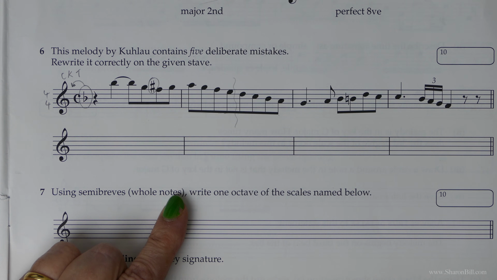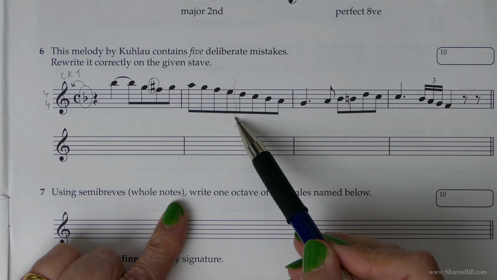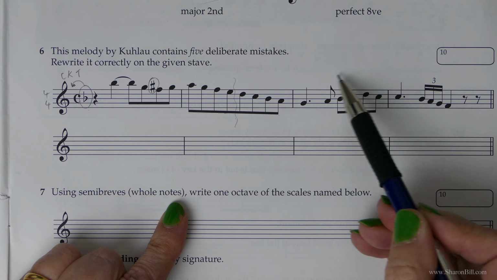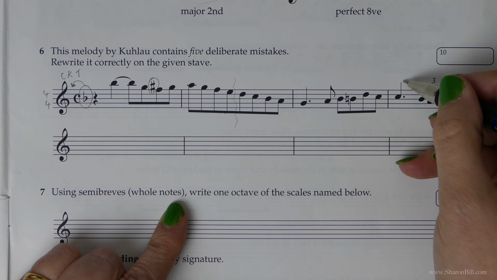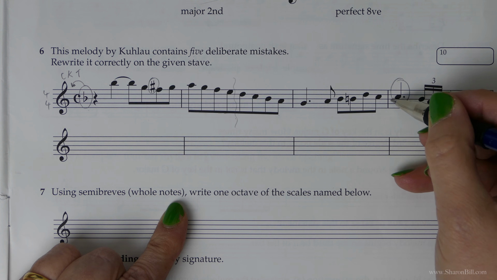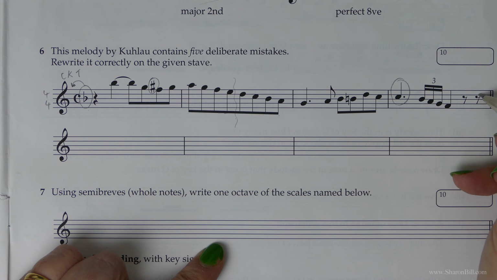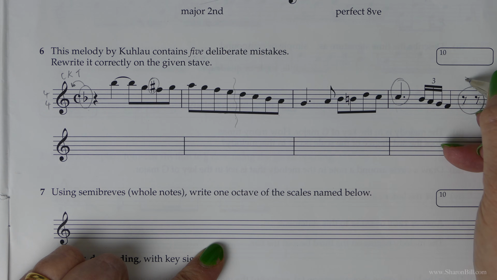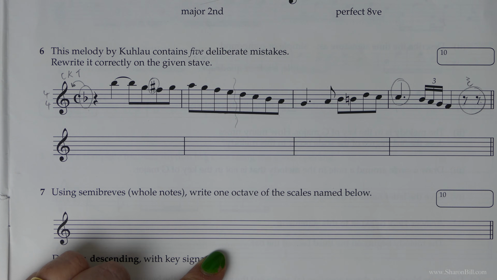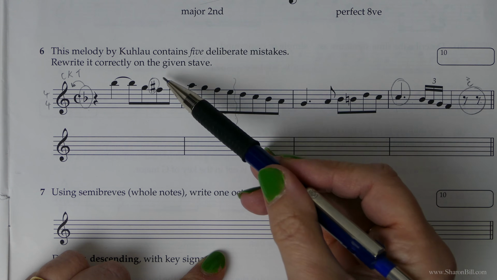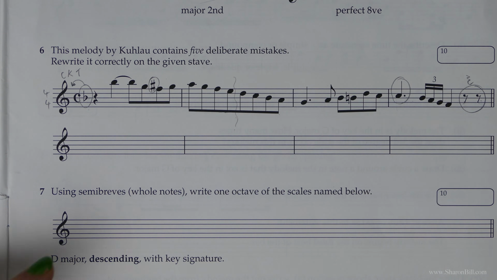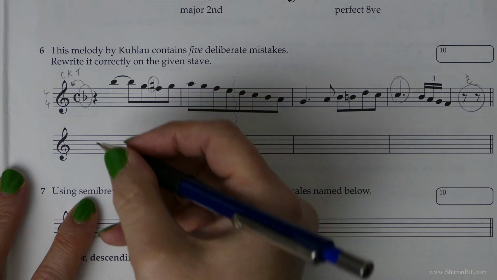What else is wrong? How many have we got? 1, 2, 3. I think that bar looks like it's okay. Here's the next one. The stem's the wrong way. We've gone above the middle line, and so the stem should come down. And then here at the end, instead of having 2 quaver rests or 2 eighth note rests, we can change that into a 1 beat rest. 1, 2, 3, 4, 5. There we go. And so we've just got to copy that out now and correct those mistakes.